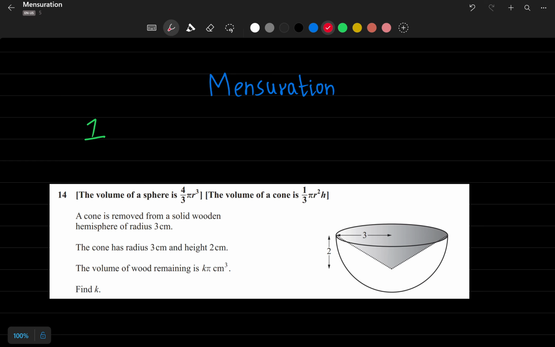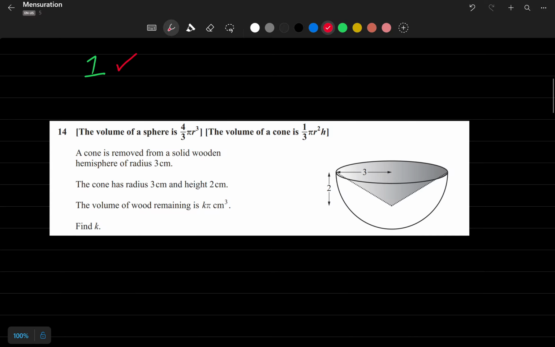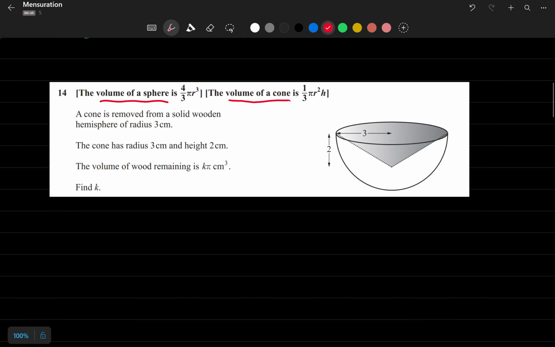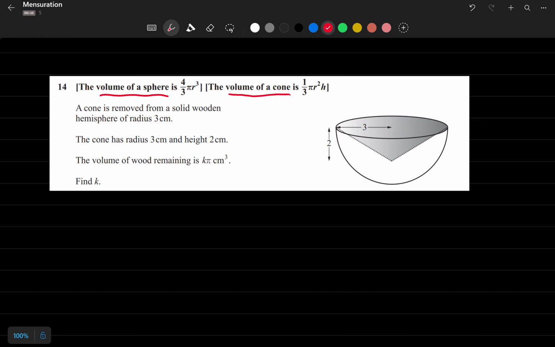Starting off with mensuration, this is the first of the three videos in this series. The first question we have here is: there are two formulas for the volume of the sphere and the volume of the cone. The question is, a cone is removed from a solid wooden hemisphere of radius 3 centimeters.